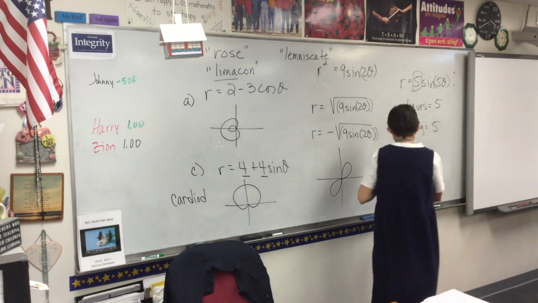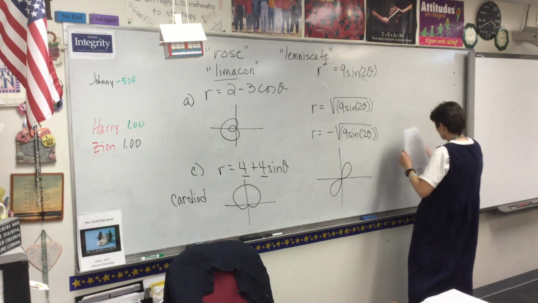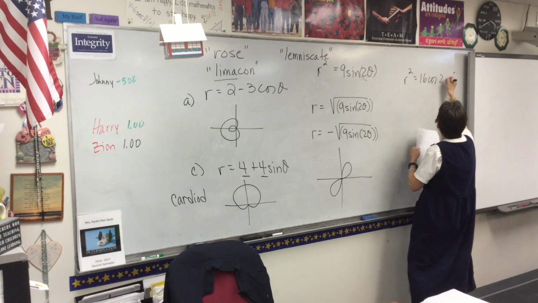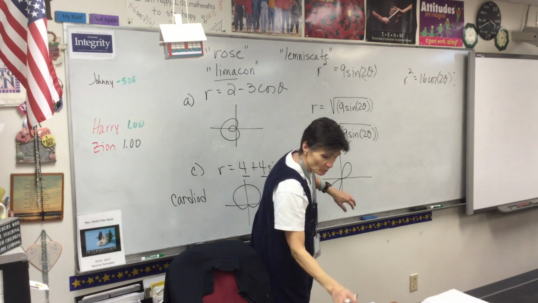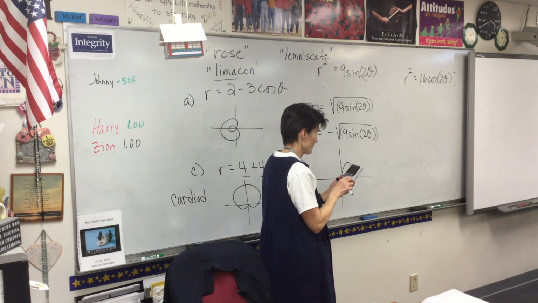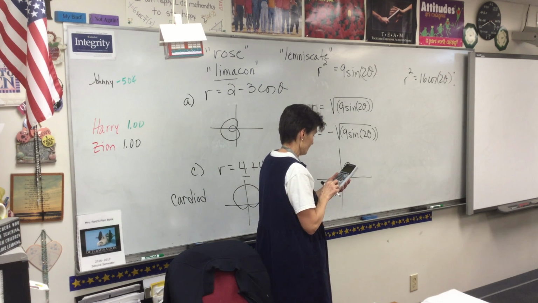r squared equals 16 cosine 2 theta. Then I want to talk about these for a minute. So go ahead and graph that one. I got this one drawn up here. And tell me what the differences are. What are the differences? The words go together. Okay, so let's talk about that. Let me get it typed in here first.